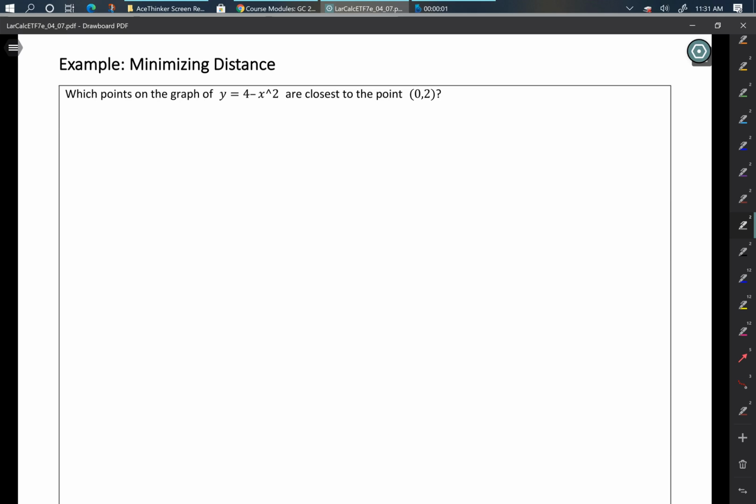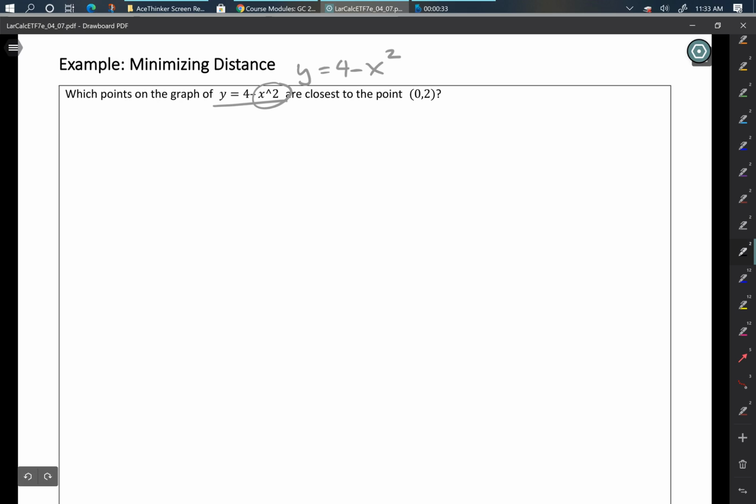All right, so here we go with part 3 of section 4.7. This is our last example. It is about minimizing distance, and it reads: which point or points on the graph of this function, well, really, that's ugly notation, I'm sorry about that, that should really be x squared, are closest to the point (0, 2)? That'll be fixed on your version. All right, so which of the points on the graph of that parabola are closest to the point (0, 2)?